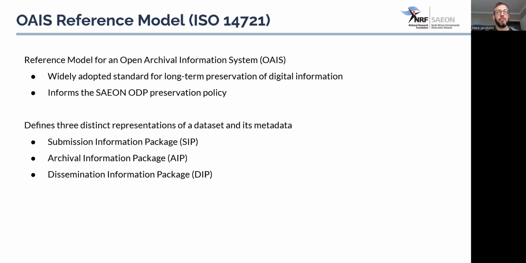The OAIS defines 3 distinct representations of a data package. Now, a data package comprises a dataset and its associated metadata. In terms of the metadata, which is stored in the ODP, we do distinguish between the archival information package, which in fact corresponds with the ODP internal record, and the dissemination information package, which corresponds with the catalog output record. But the ODP currently has no notion of a distinct submission information package, which is the data and metadata provided by a data producer.